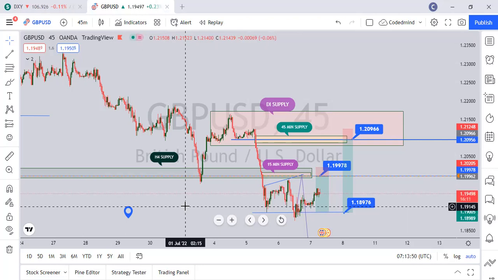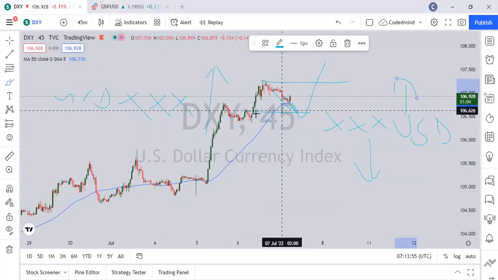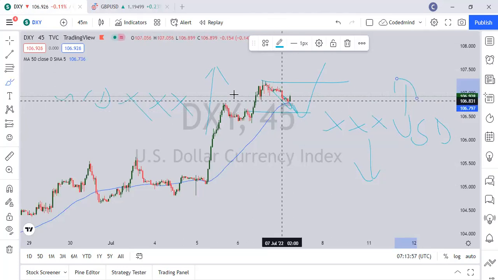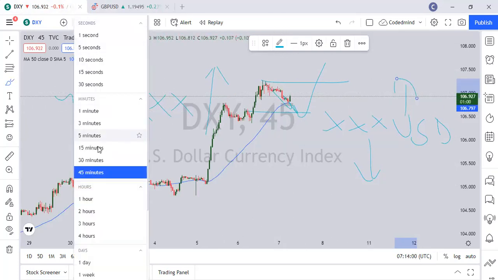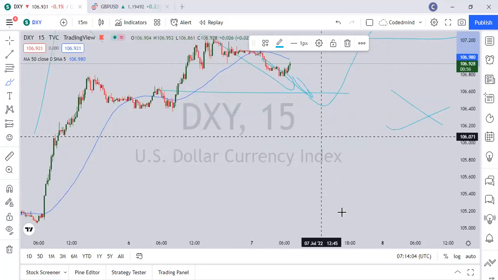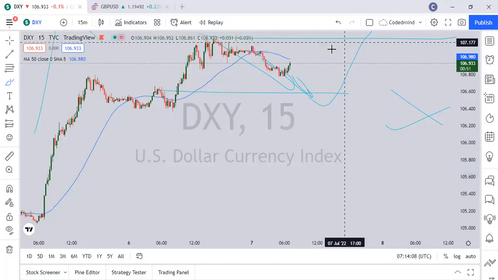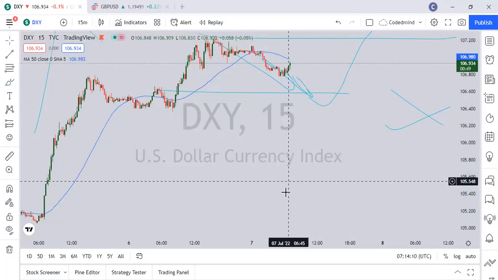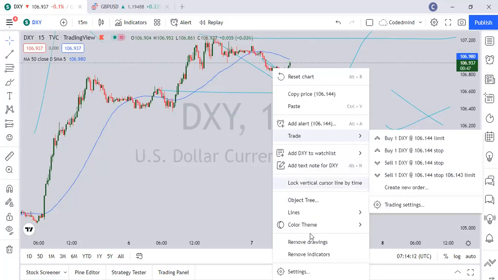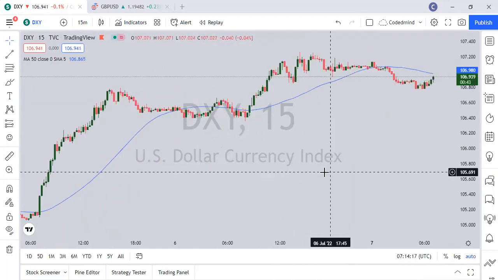So without much ado, with all this in our mind, looking at this sentiment over here, we can also check on 15 minutes, because we have a 15-minute entry zone. So here on 15 minutes, sorry, let me delete these things. Let me clear these things off the chart. All right, so let me reset this chart.